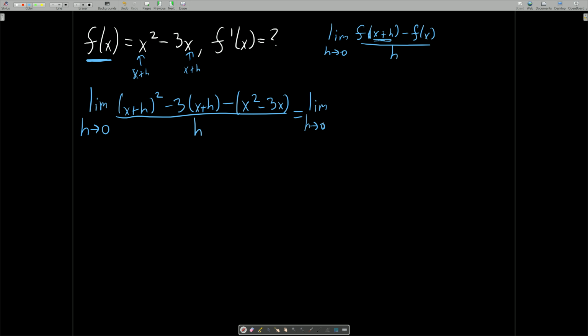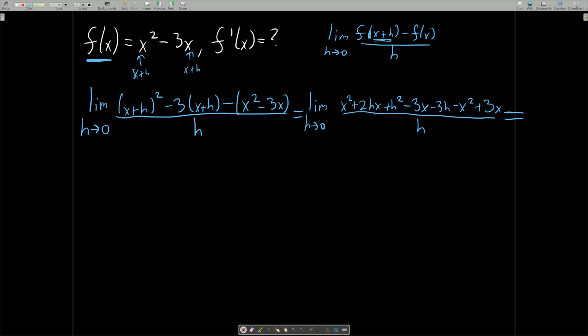Now we can start to simplify this and try to evaluate it like a normal limit. So the first step is to expand this. First you're going to square this x plus h. If you FOIL this, it's going to come to be x squared plus 2hx plus h squared. Then we have this minus 3 times x plus h. We'll expand that out to minus 3x minus 3h, because it's negative 3 times h. And then minus x squared plus, because we have two negatives here, plus 3x, all over h.